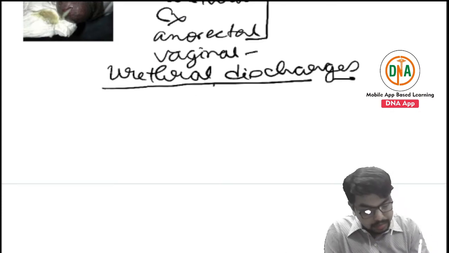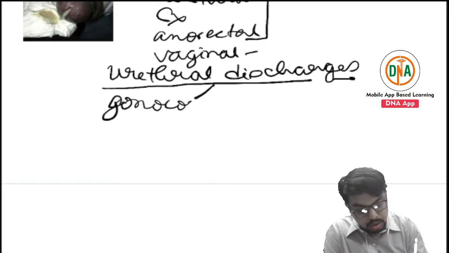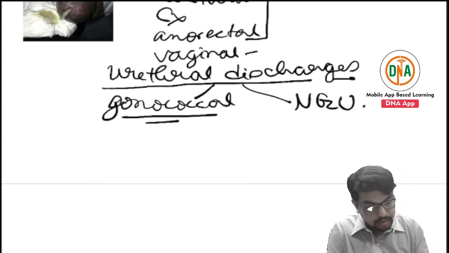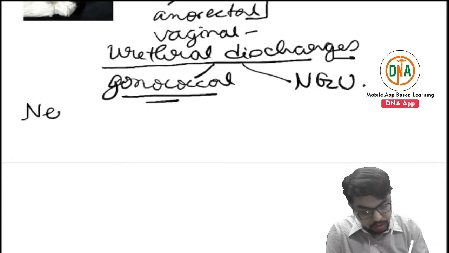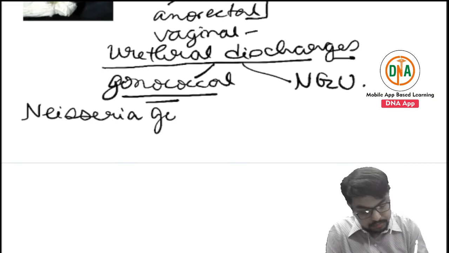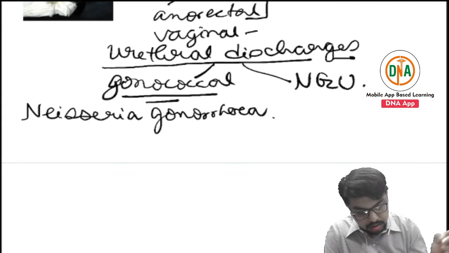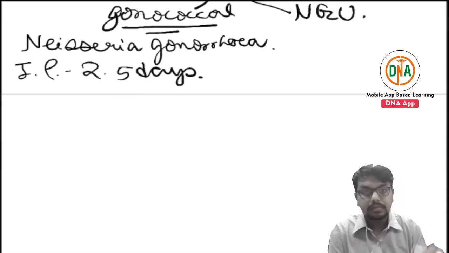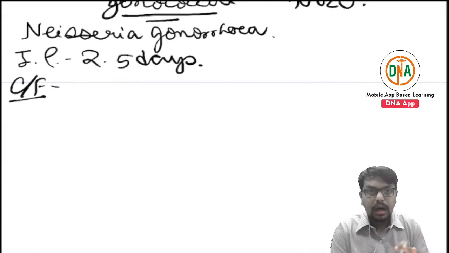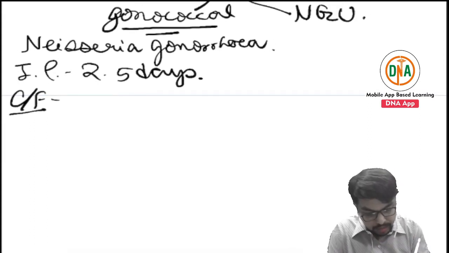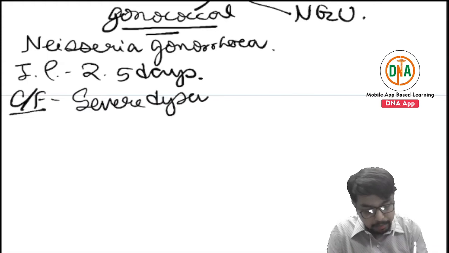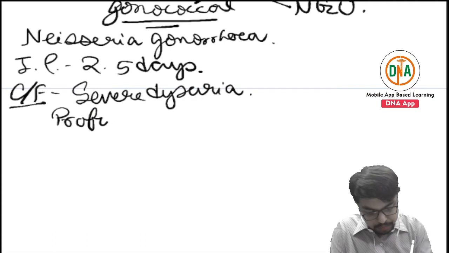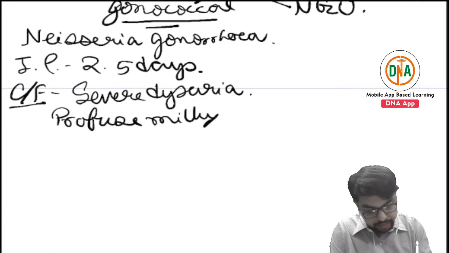Okay, this can be due to gonococcal urethritis or due to non-gonococcal urethritis. Okay, so gonococcal urethritis, we'll first discuss that. The causative organism is Neisseria gonorrhoeae. Okay, now what is the incubation period? The incubation period is 2 to 5 days. Okay, what are the clinical features? There are constitutional features like fever, malaise, etc. Along with that, there will be severe dysuria, painful micturition. Okay, and there is profuse milky white discharge.